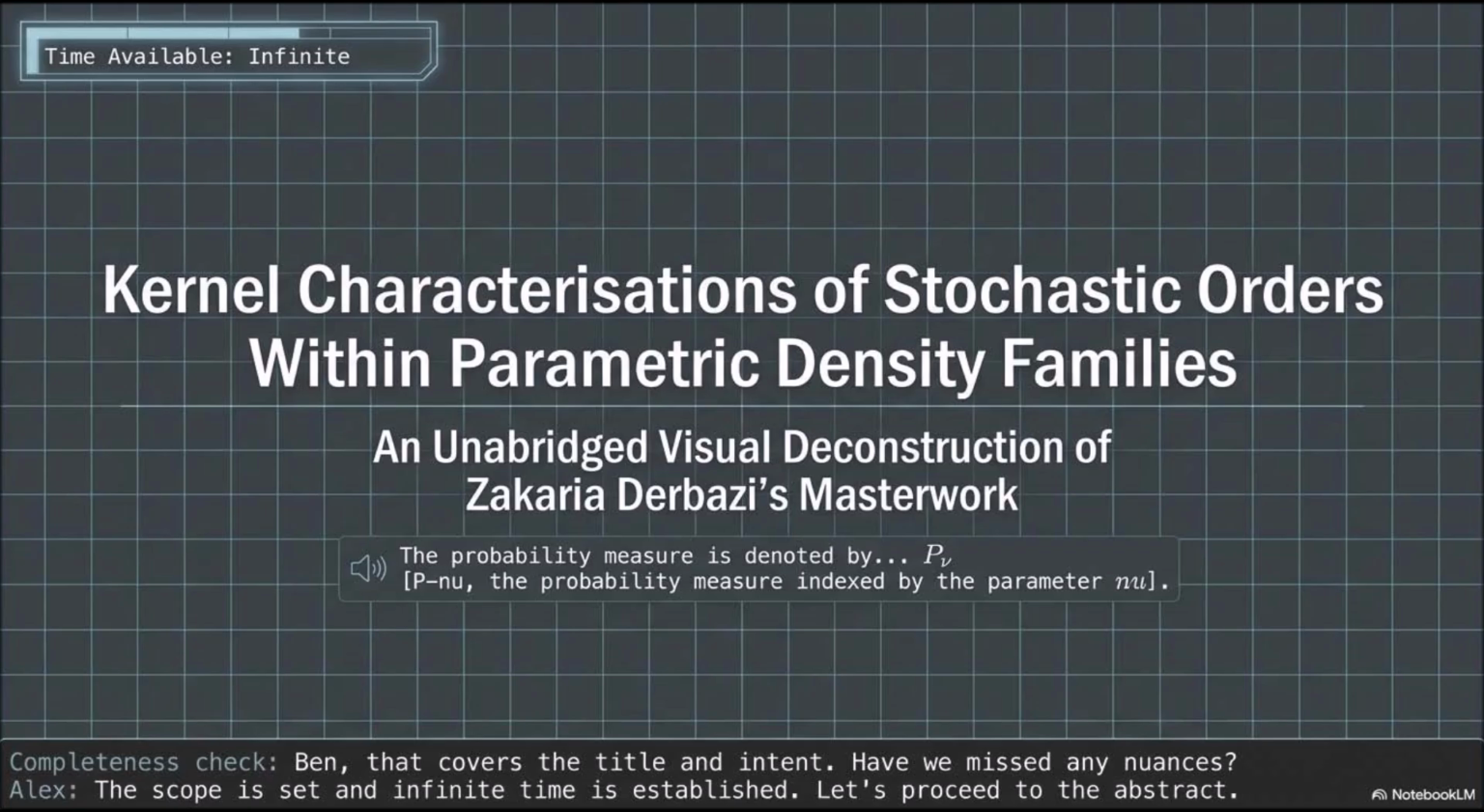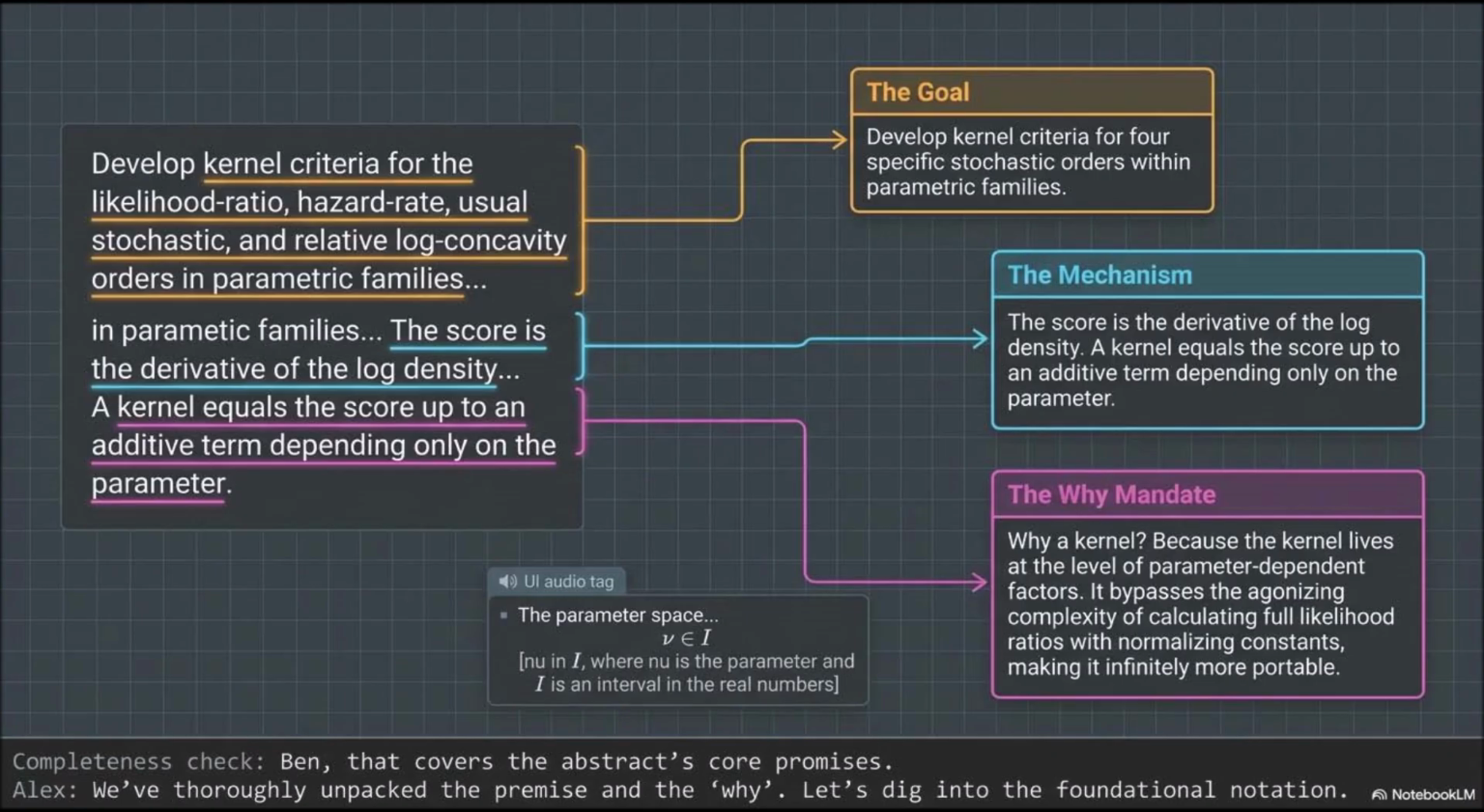Wow, so even if the gold standard likelihood ratio order completely fails because the line isn't perfectly straight, this superlevel set rule swoops in. It does. It mathematically guarantees that the hazard rate order and the usual stochastic order still survive. Yes, it proves that a distribution can still be definitively larger or riskier overall, even if the strict local ratio gets a little tangled in the middle. It allows statisticians to maintain rigorous proofs even when the data isn't perfectly behaved.